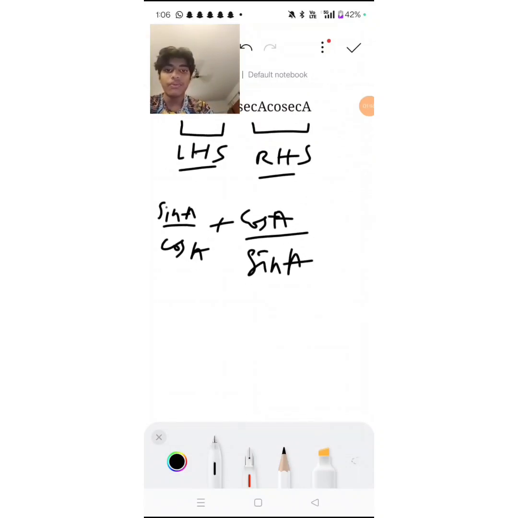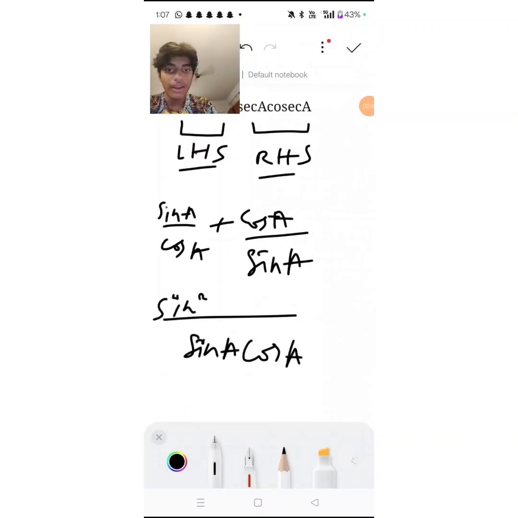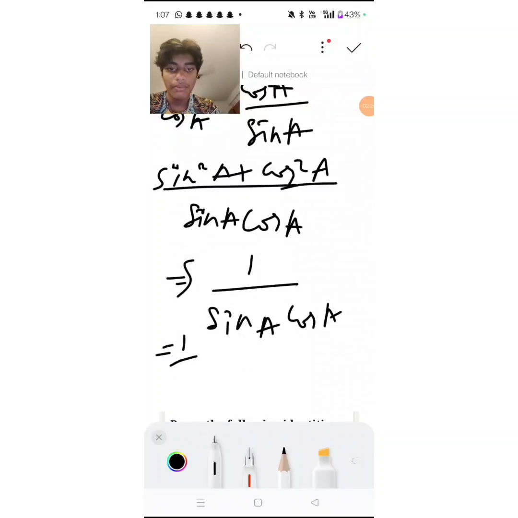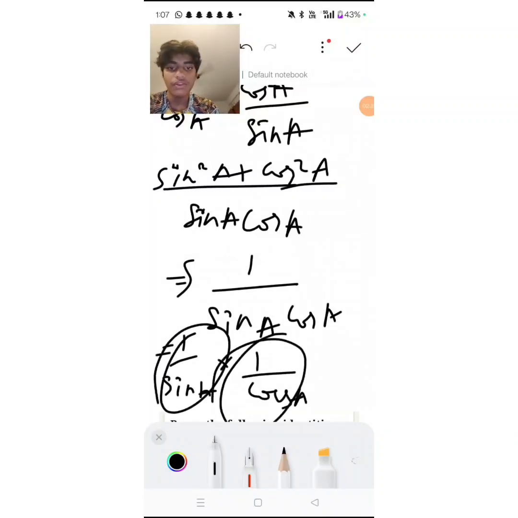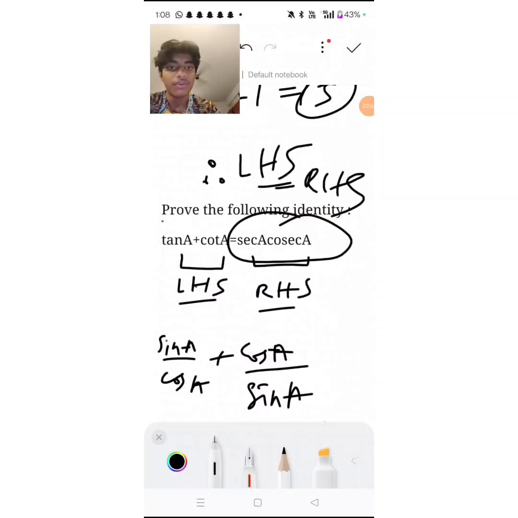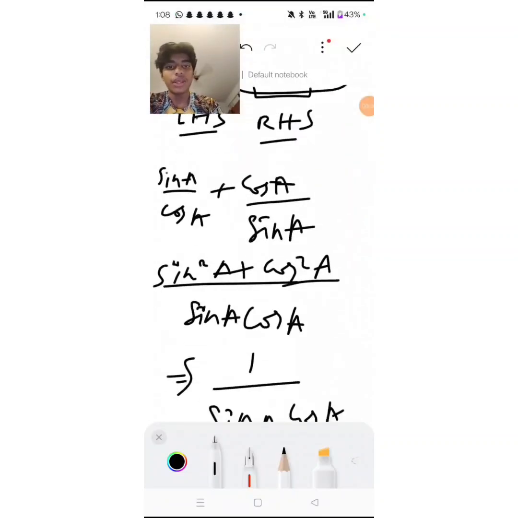Now we just have to find the LCM. So this is sin A cos A upon, and the numerator becomes sin square A plus cos square A. Sin square theta plus cos square theta, as you know, is 1, so we get 1 upon sin A cos A, which is basically 1 by sin A into 1 by cos A. So this is cosecant and secant. Therefore LHS is equal to RHS. Pretty standard. Now let's get to the next one.